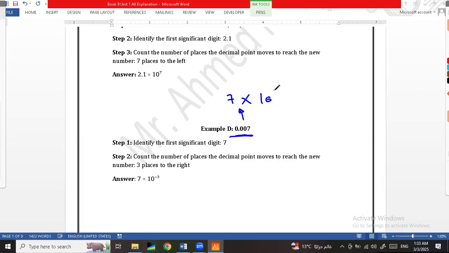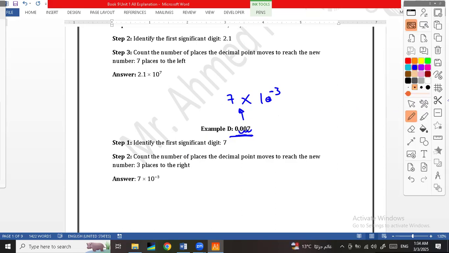Definitely, you need to multiply by 10 to the power of an integer that is actually negative. It is negative something. Negative what? Let's see. From the 7, 1, 2, 3. 3 digits. So it is 7 times 10 to the power of negative 3. Okay. Let's move here to the next section.